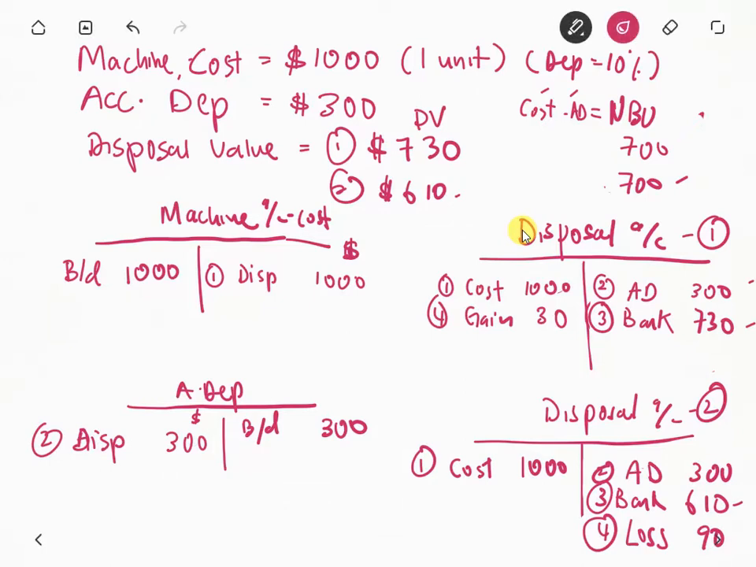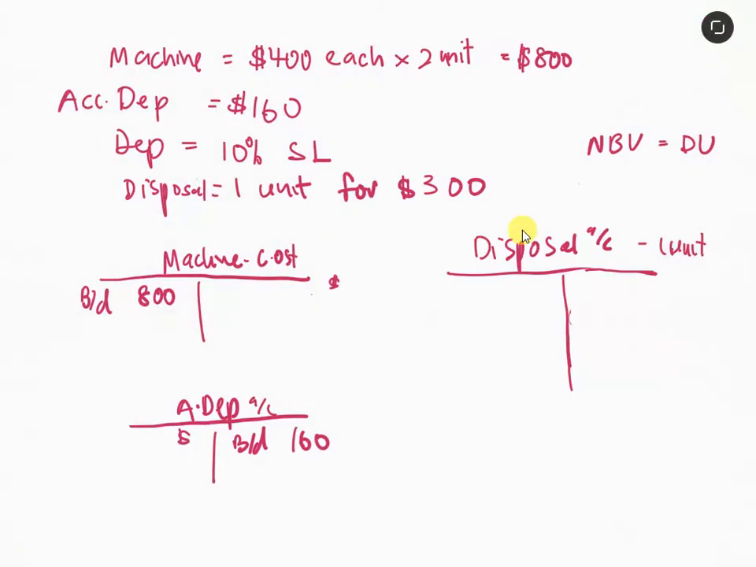This example is only for one unit, but we know a company will have many assets. Now, machine cost: originally I bought at $400 per unit, and I bought 2, so total cost is 800. Depreciation is 10% straight line, meaning 1 year will be 80. So far my accumulated is 160. How many years have I depreciated? 2 years, so now I'm in the third year. Start with opening 800, opening 160, 2 units. Given: disposal of 1 unit for 300.